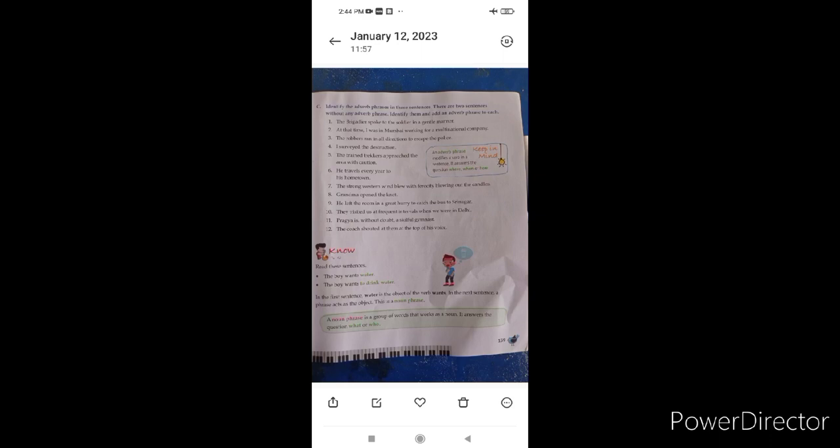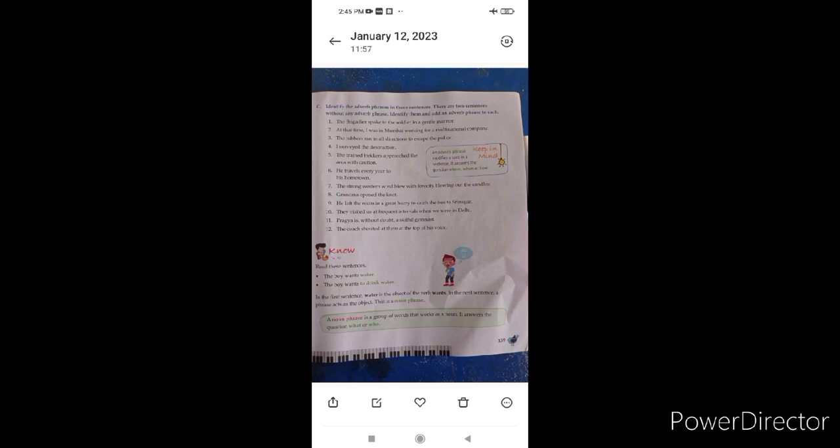Now we will discuss the last kind of phrase, and that is noun phrase. So first of all, we'll try to understand the meaning of noun phrase. A noun phrase is a group of words that work as a noun. It answers the question what or who. Students, a group of words, and that complete group of words acts as a noun, that is called noun phrase.